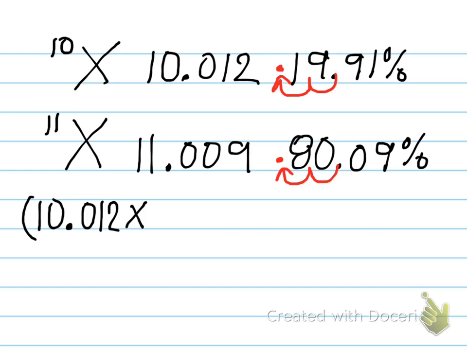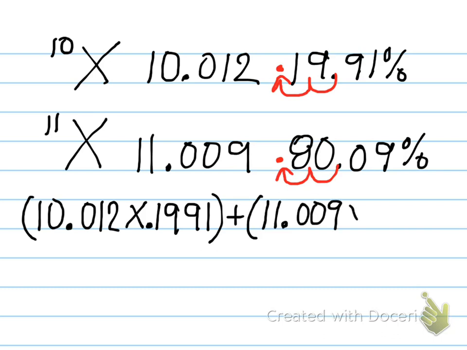Alright, so I take my first one, so it's 10.012 times 0.1991, I'm sorry, I forgot my decimal. Then I'm going to add that to the product of 11.009. I'm going to multiply that by my 0.8009. Okay? So I need to multiply what I have inside my parentheses first, then I'm going to add everything together.